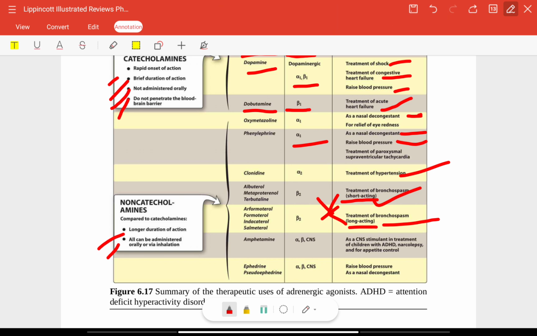Now amphetamine acts non-selectively on alpha, beta, and in the CNS. So it is used in CNS treatment of children, ADHD, and for appetite control. Ephedrine and pseudoephedrine are also non-selective and CNS, and used in high blood pressure and as a nasal decongestant.